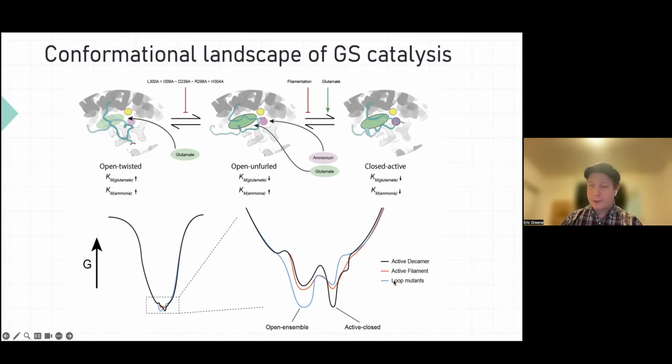If we add a loop mutant, the open ensemble is definitely favored, and it has a much harder time forming the active closed loop conformation. And then finally, if we have filament formation driven either by concentration or glutamine addition to see that filament interface, we present that it's going to be similar low energy states for both an open ensemble and active closed state. So we can still do catalysis, but it's going to be a little hampered here.